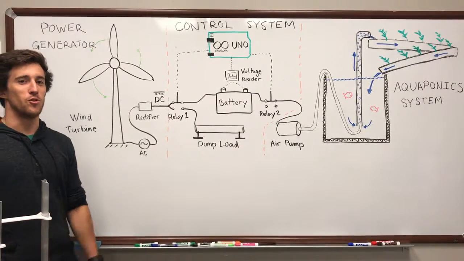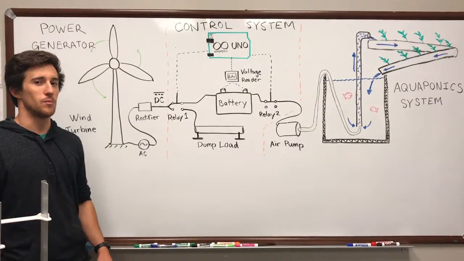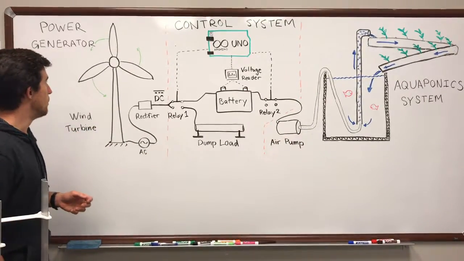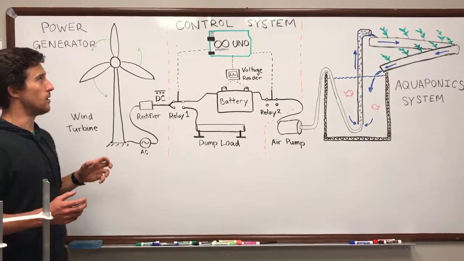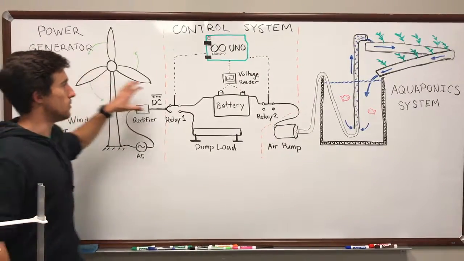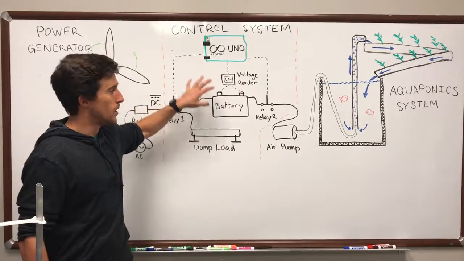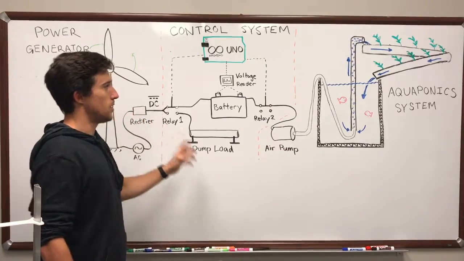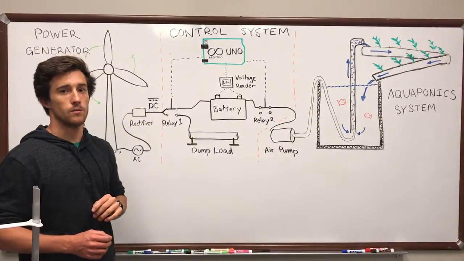I'm part of the wind energy group for Aquaponics, and I'm going to show you what we have set up this quarter. So for our system, we have three main components. One is the power generation, two is the control system, and lastly is the aquaponics system. We'll go through each one individually and explain them more in detail.